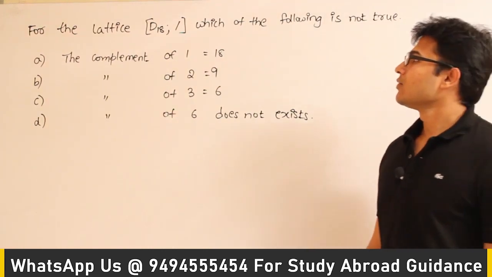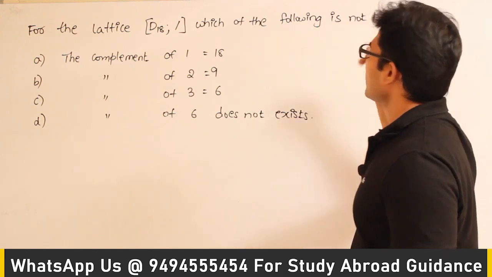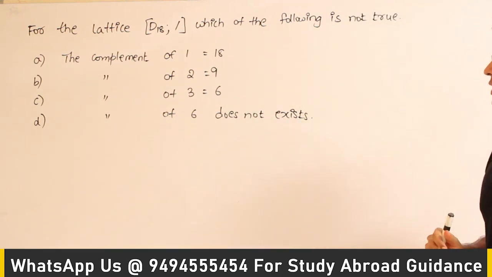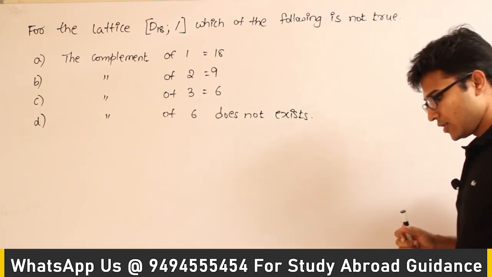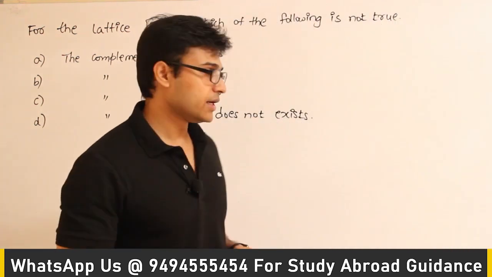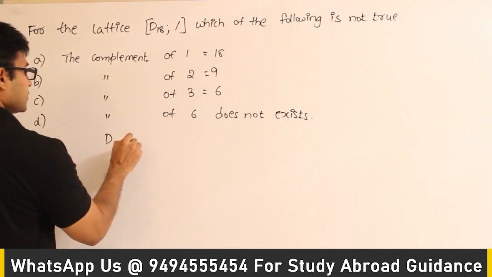See this one. For the lattice D18 comma divides, which of the following is not true? So if you see the options, they are talking about the complements. So what will be the number of elements in the D18? What are all the positive divisors of 18? D18, if you see it.